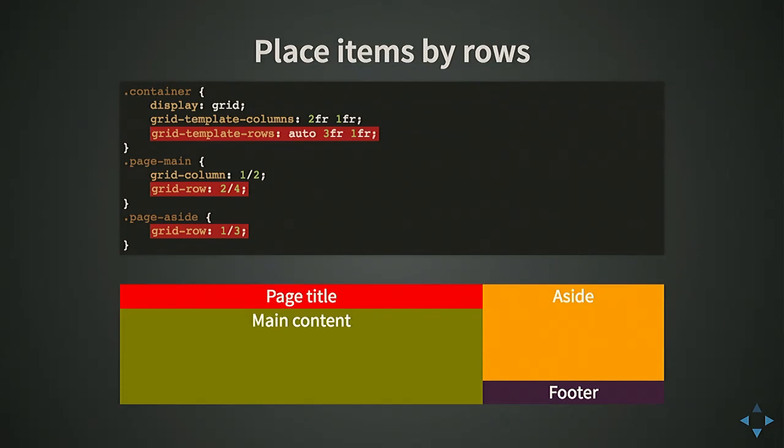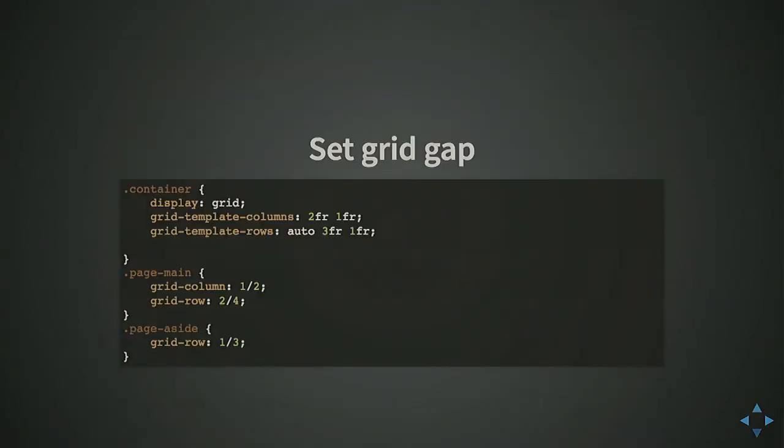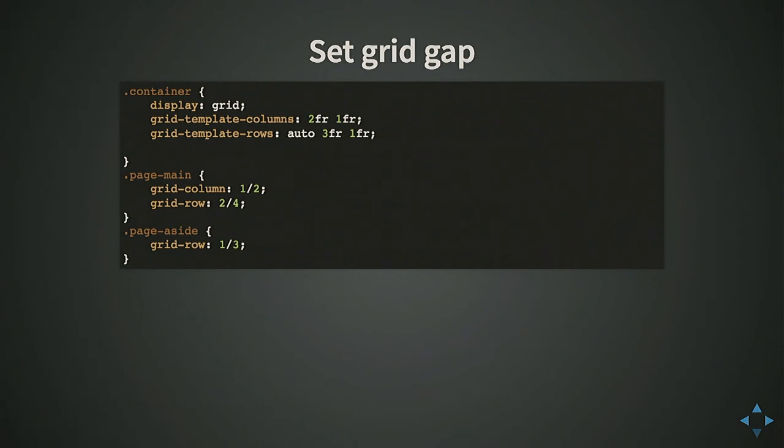There's one last thing. Maybe you don't want your sections to touch each other. What we need now is gutters. Gutters in CSS Grid are called grid-gap. So we set a grid-gap, and there's nothing easier. We just define grid-gap. We can use any length value again. I have two numbers, which means the gap is 10 pixels between rows and 20 pixels between columns.